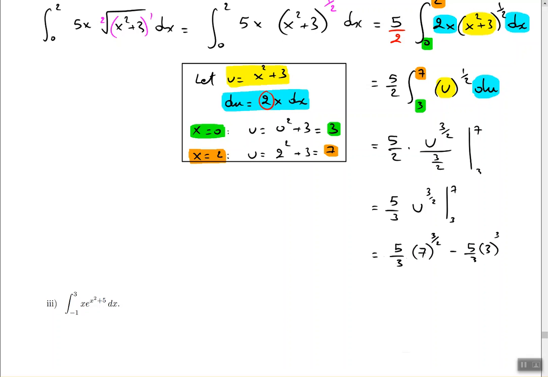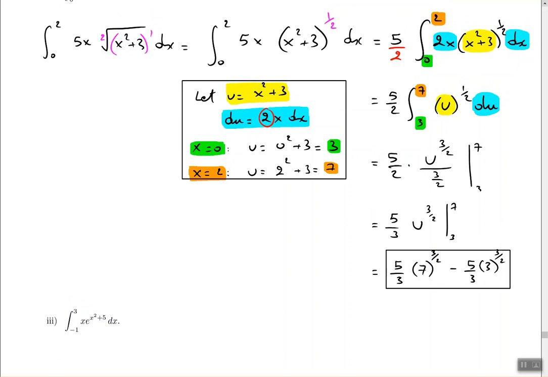And unfortunately for this one, when you plug it in your calculator, the answer is going to be an ugly decimal. So typically speaking, when the answer is an ugly decimal, we leave it like this. But if you want to know what the decimal is, let's switch over to the calculator screen and see what it looks like when we plug it in.